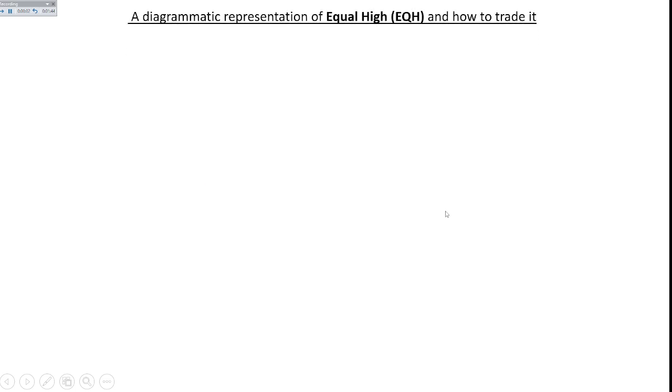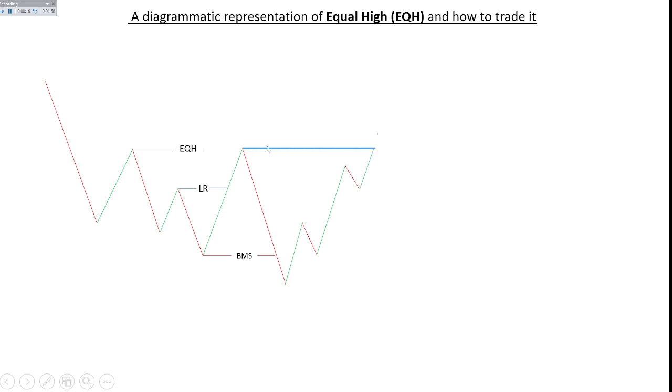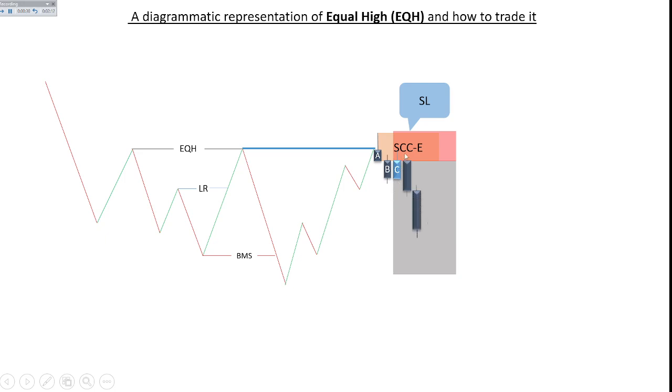Now, taking a look at how to trade it. Price moved to the downside, so this is what I meant. Price moved to the downside, you have your equal high, and price moved to the upside. During this movement right here, price pushed above it. This is the single candle confirmation entry I talked about: candle A sweeps, you have your B here, and candle C mitigates, and price pushes to the downside. Place your stop loss above that, and price moved to the downside.